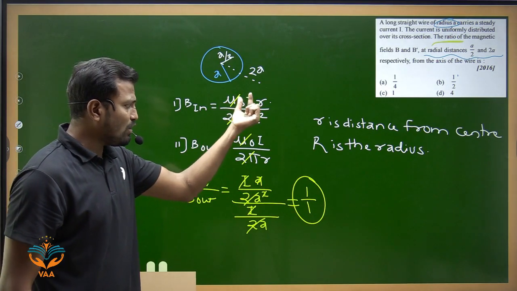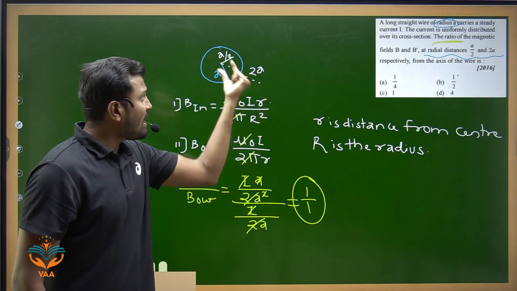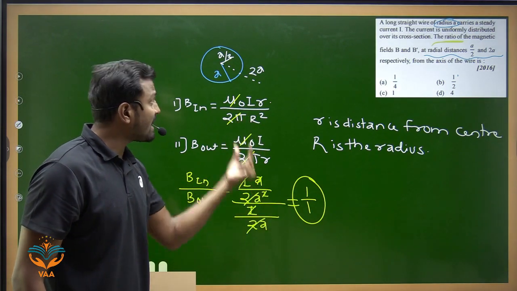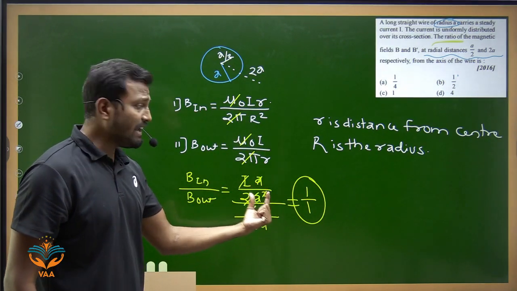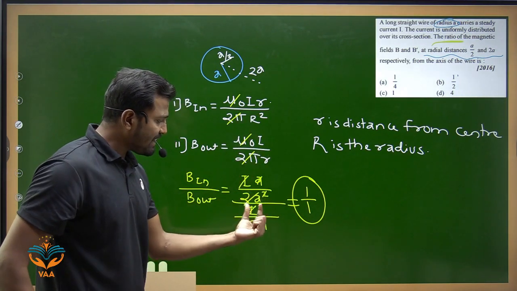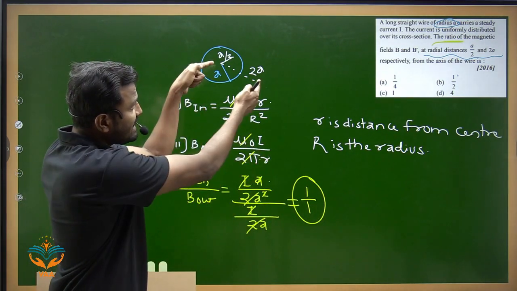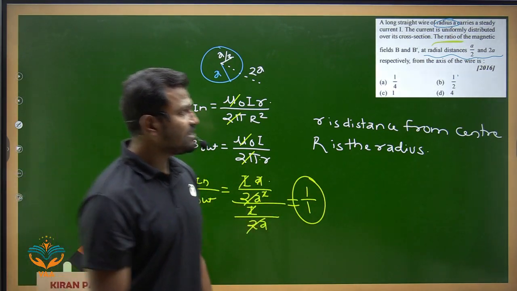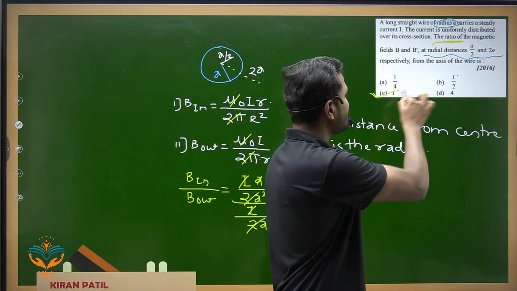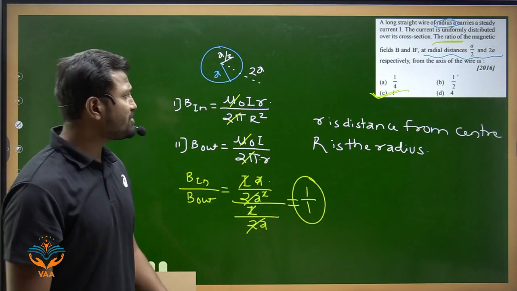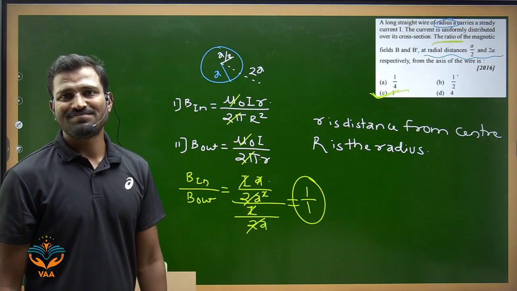Only I have substituted the value. I have taken as I, instead of R I have substituted A by 2. This R square, as it is R, radius square A square I have taken. Fine. Below that, see, mu naught is cancelled, 2 pi is cancelled, I have taken as I. R distance, in this case it is 2A. So as it is 2A is taken, if we simplify, it becomes 1:1. So the concerned answer is option number C, which is 1. Very, very simple. Please pause and write.